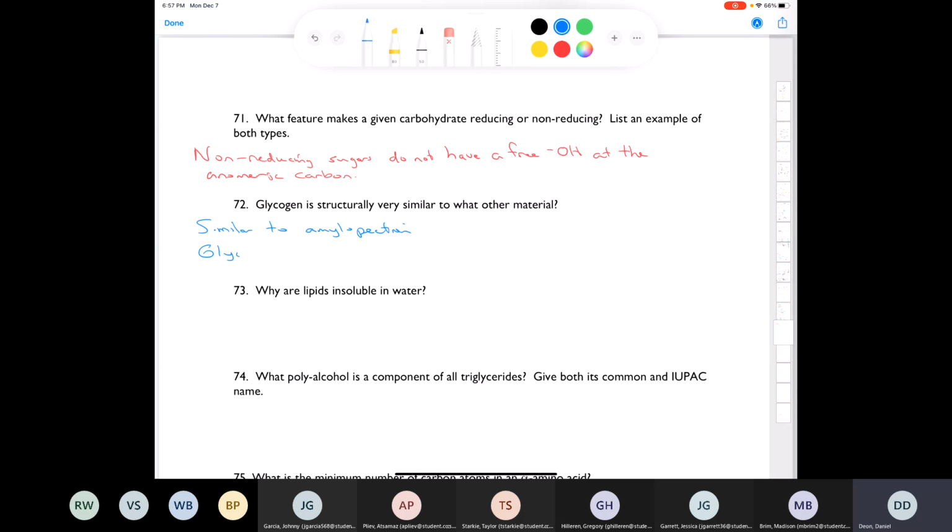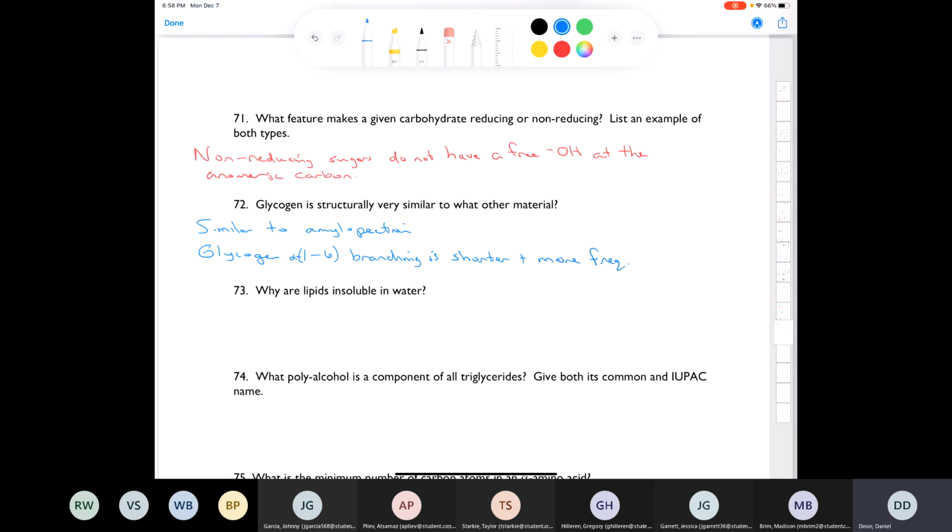So glycogen's alpha 1,6 branching is shorter and more frequent.